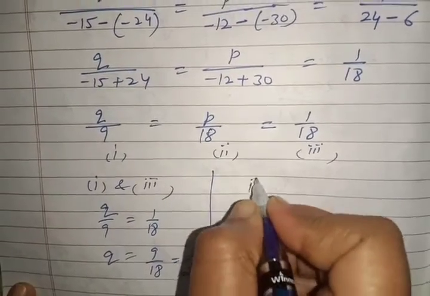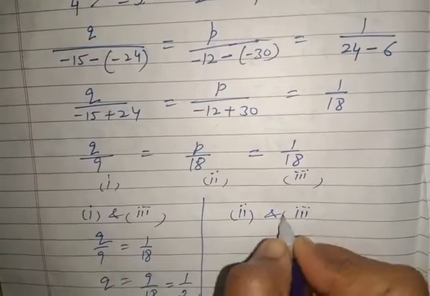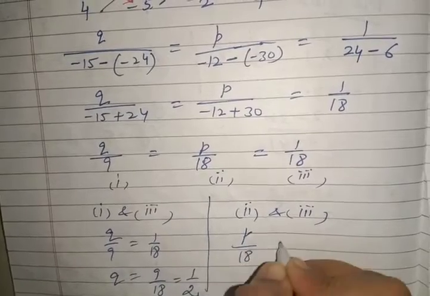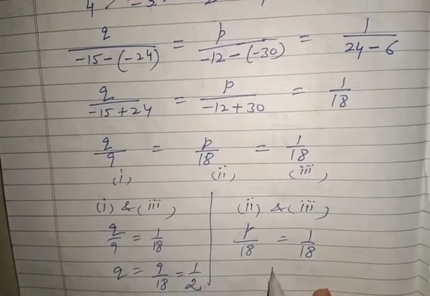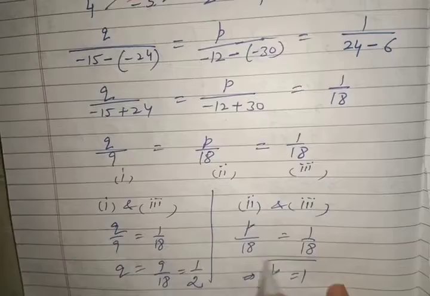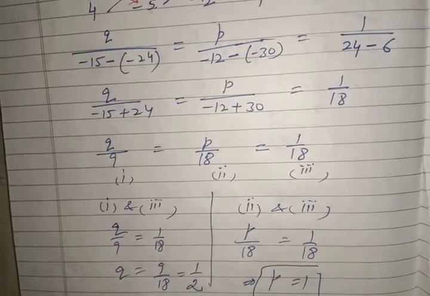And by taking second and third, p upon 18 is equal to 1 upon 18. This implies p is equal to 1. So p is 1 and q is 1 by 2.